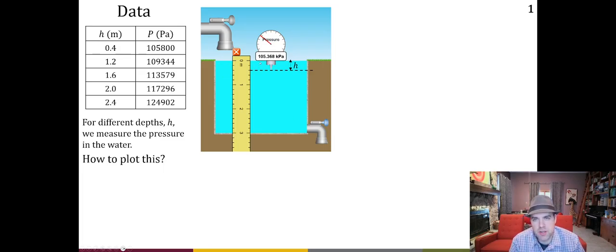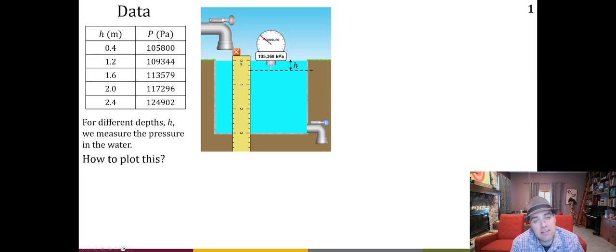And we have this little pressure gauge which we can click and drag and move around to measure the pressure at different depths. I'll show you how to do that in the simulation later. For different depths, h, let's say 0.4 meters, 1.2 meters, and so on, we're going to record the pressure in the fluid at that point.